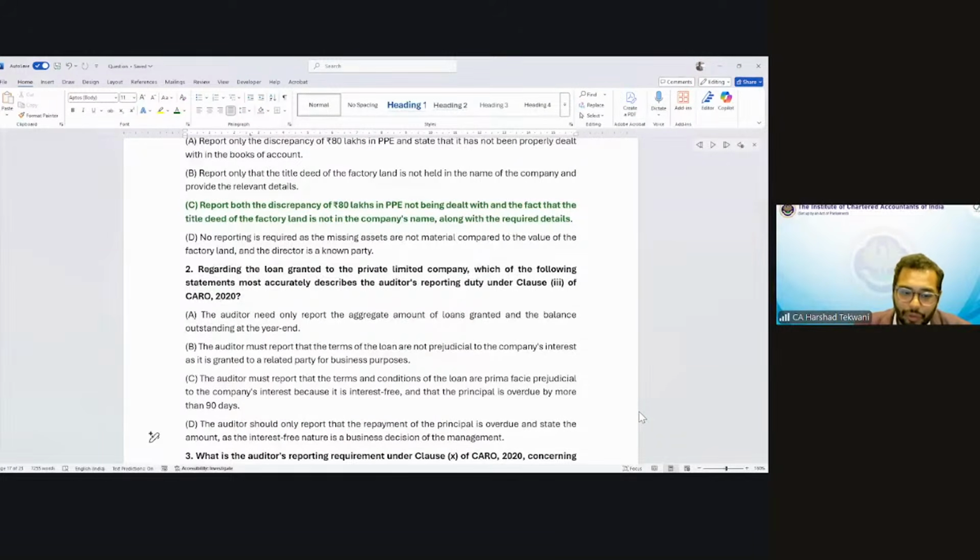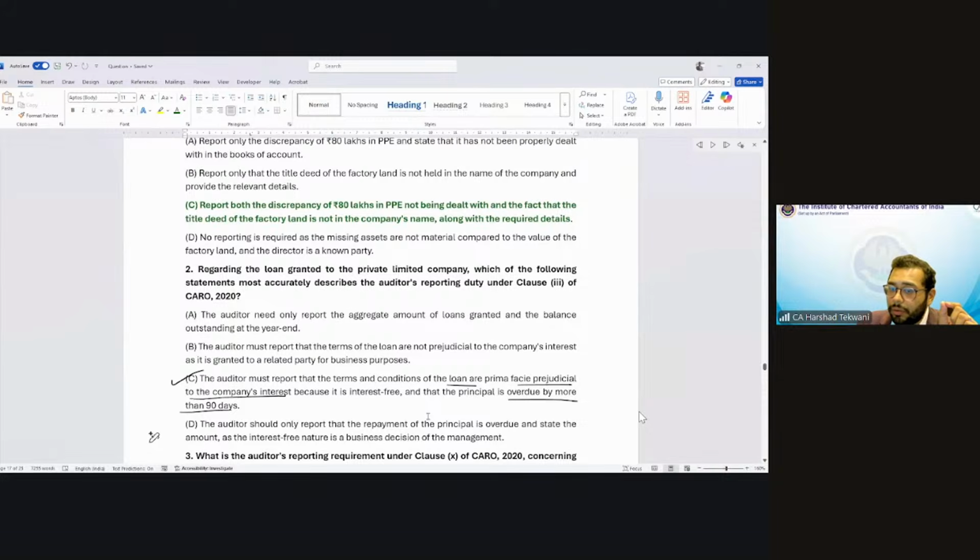Yeah. So C is the correct answer, absolutely correct, because we are talking about a loan which is prejudicial to the interest of the company and overdue by more than 90 days. Why are we not talking about point number F, that the loan given to a related party as per Section 185?